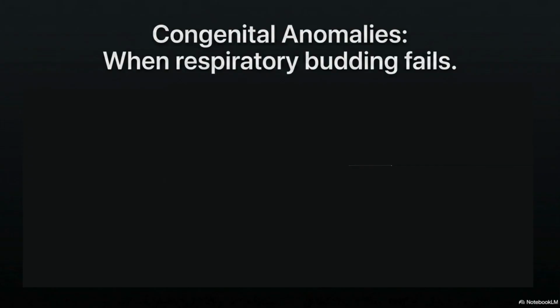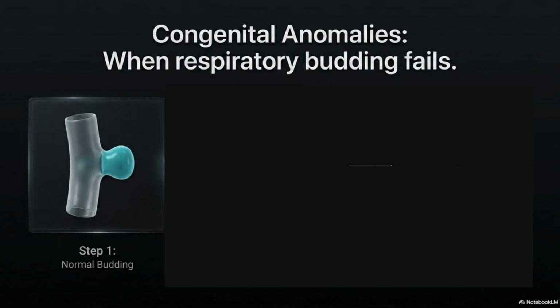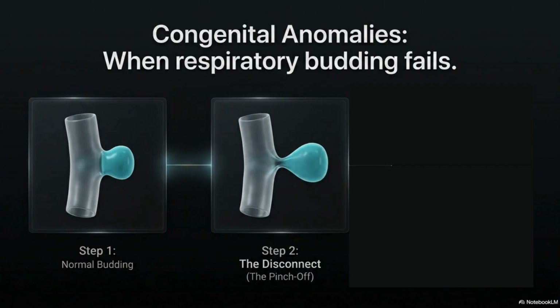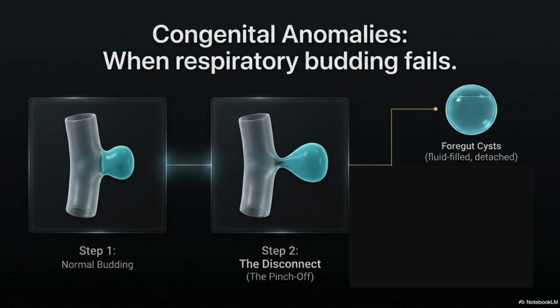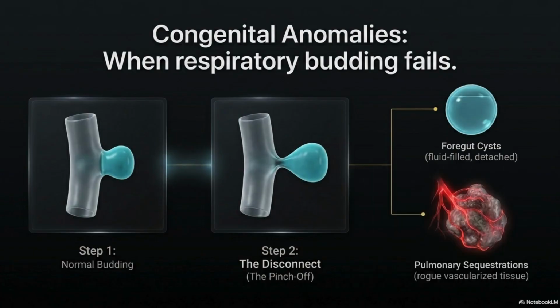To answer that, we have to look at embryology. Congenital anomalies of the lung happen when respiratory budding fails. Look at the two steps on the screen. Step 1 is normal budding from the primitive gut tube, but in step 2, we get the disconnect or the pinch off. Depending on how and when this disconnect happens, we end up with one of two rogue structures, either foregut cysts, which are fluid-filled and completely detached, or pulmonary sequestrations, which consist of rogue vascularized tissue.